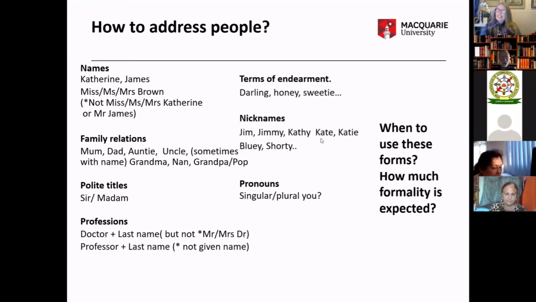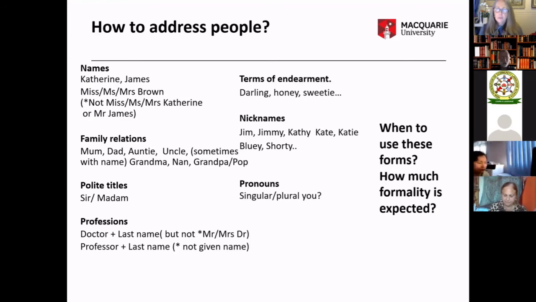So a few more of these. There are terms of endearment that people use in different cultures, like darling, honey, sweetie. There are nicknames that people use. Like in Australia, we tend to shorten names and sometimes we put an E on the end. I know in Greek, they do it with aki. In Russian, they do it with ochka. You know, there are little things that you put on the end of words. And all of these are part of pragmatics, because whether or not you choose to use them depends on the context and the formality of the context.